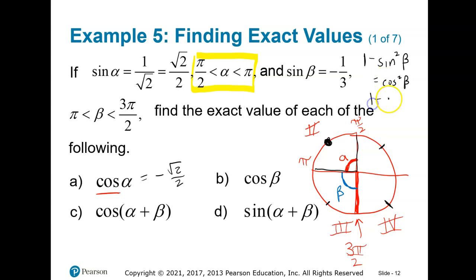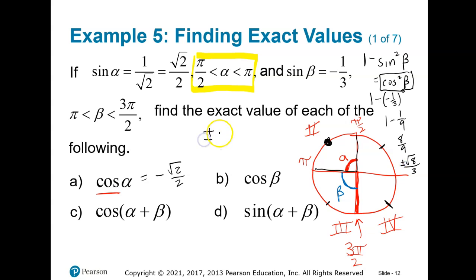Alright, so 1 minus sine squared of beta is 1 minus 1/9, which is 8/9. That's cosine squared. Taking the square root of that, I get plus or minus the square root of 8 over plus or minus the square root of 9, which is 3. And then 8 can be simplified. The square root of 8 is the square root of 4 times 2, and the square root of 4 is 2. So I would write this as plus or minus 2 square root of 2 over 3.